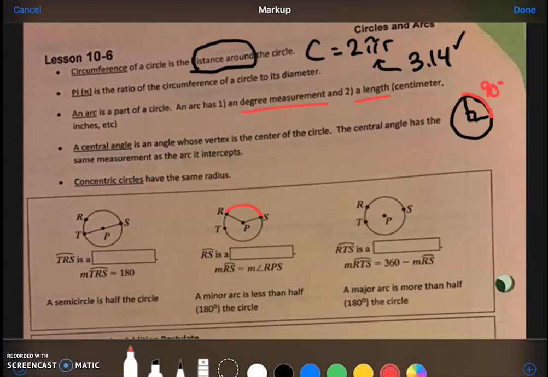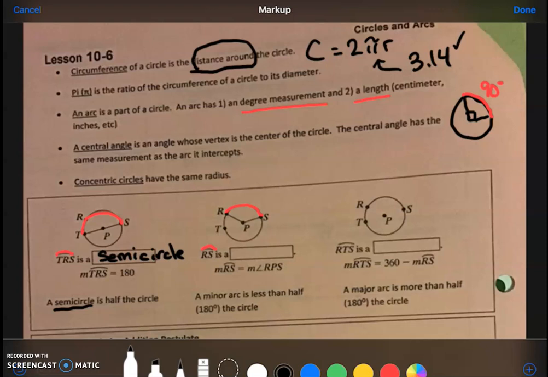Notice right here it says arc T, then go to R, then go to S. You've got to follow the way of the letters, T to R to S. This is a semicircle, which is half a circle, and half a circle is 180 degrees. The next one over is RS. So it's just the shortest distance, R to S. Don't go the long way. We'll explain how to go the long way in a second.